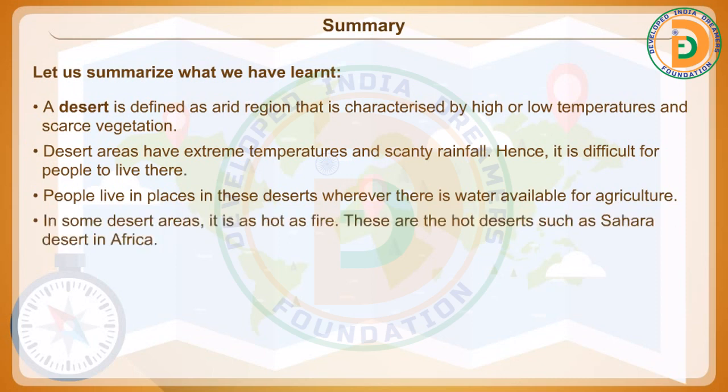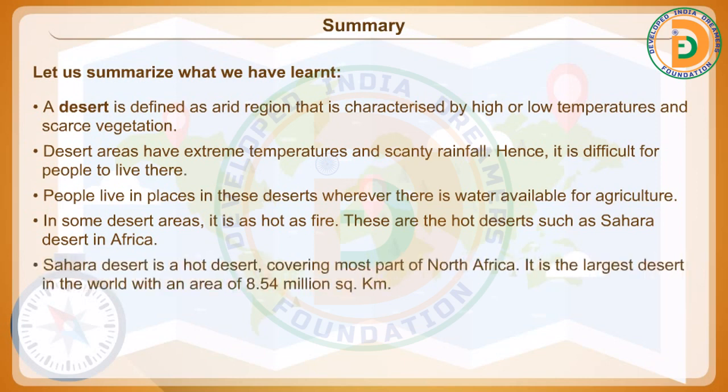In some desert areas, it is as hot as fire. These are the hot deserts such as Sahara Desert in Africa. Sahara Desert is a hot desert covering most part of North Africa. It is the largest desert in the world with an area of 8.54 million square kilometer.